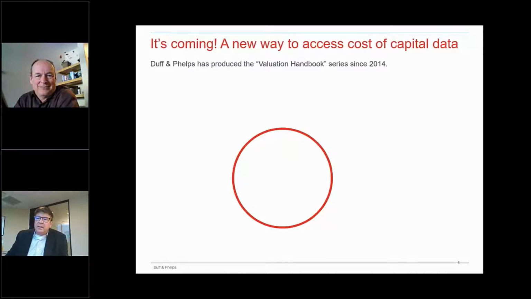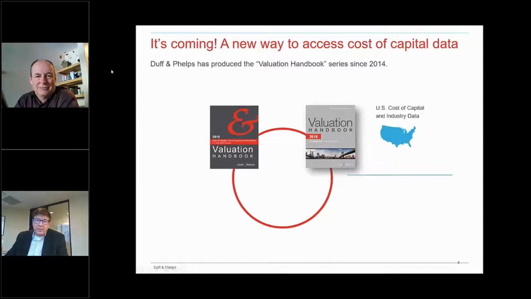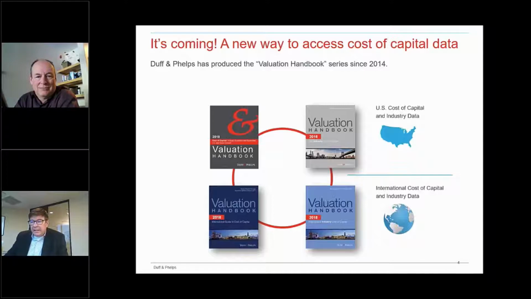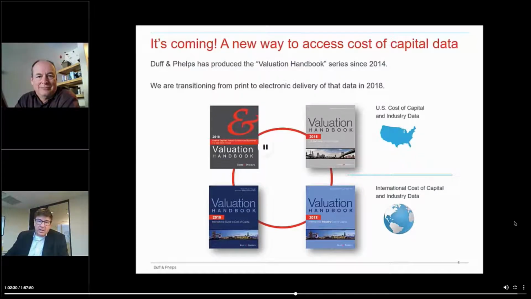As you know, Duff and Phelps has been providing cost of capital data and industry data in the Valuation Handbook series since 2014. There are 4 valuation handbooks: 2 provide U.S. cost of capital and industry data, and 2 provide international cost of capital and industry data. In 2018, we're going to transition all 4 of these books' critical data and information over to the Cost of Capital Navigator, a new online platform.